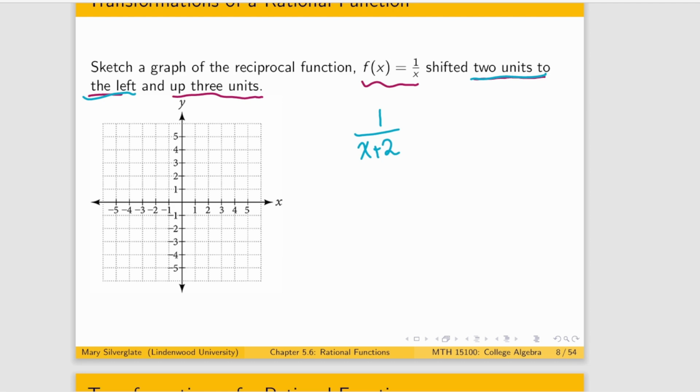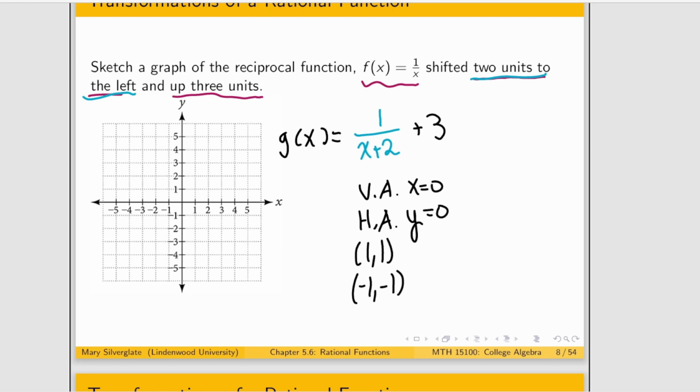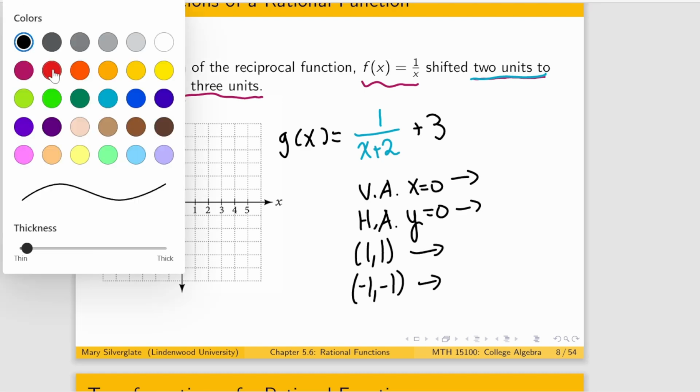And to go up 3 units, that goes outside the function with the same sign, so that would be the plus 3. So our total transformed function, let's call it g. g of x would be 1 over x plus 2, and then on the outside a plus 3. Let's think about how each component is going to move. We normally have a vertical asymptote at x equals 0, a horizontal asymptote at y equals 0, the point 1, 1, and the point negative 1, negative 1. Let's look at where each of these is going to move.